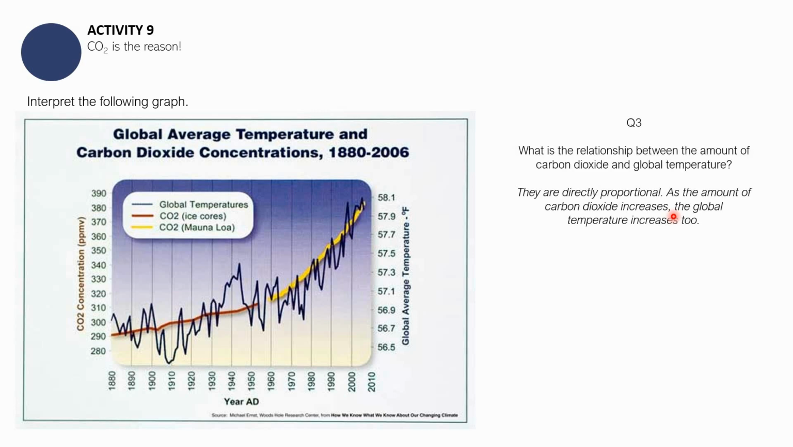Question number 3, the answer is ang amount of carbon dioxide at yung taas ng global temperature, they're directly proportional. So, ibig sabihin nun, kapag tumataas yung carbon dioxide emissions, tumataas din yung global temperature. Kasi nga, they are directly proportional. If the relationship is an inverse relationship, kung tataas yung isang factor, dapat bababa yung isang factor. Pero since they are directly proportional, kapag tumaas yung isang factor, tataas din dapat yung isa pang factor.